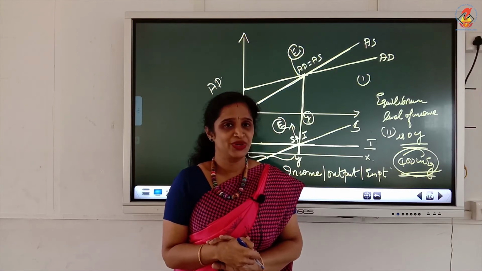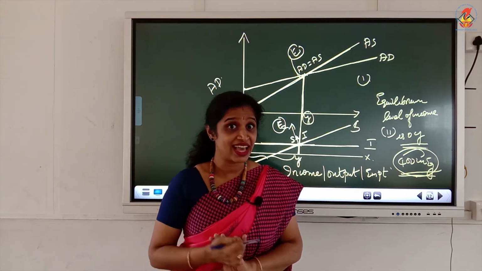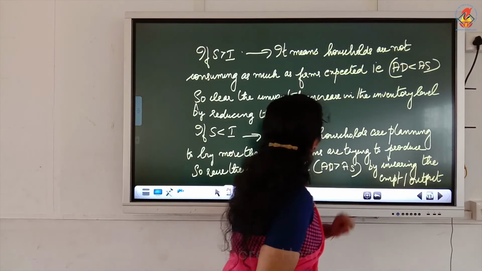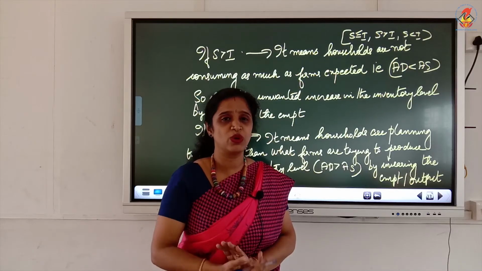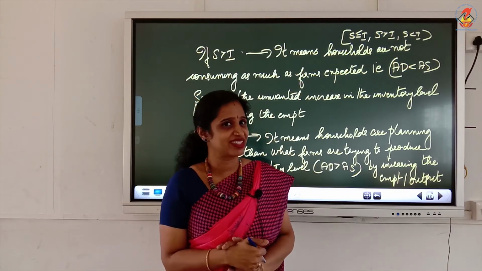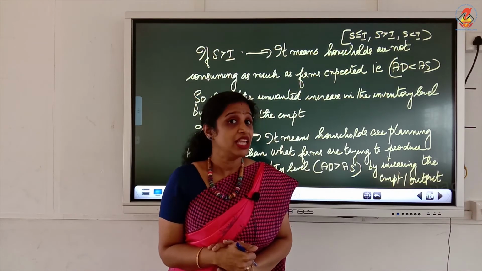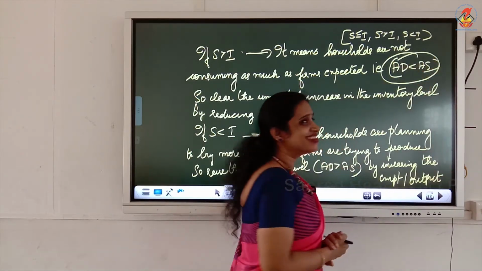Now, let us move on to a situation where S is greater than I or S is less than I. Now, we have three situations: S is equal to I, S is greater than I, S is less than I. This already we discussed. Now, what happens if S is greater than I? It means saving is more than investment in the economy. People are saving, they are spending less. If they are spending less, what does it mean? Aggregate demand is less than aggregate supply.